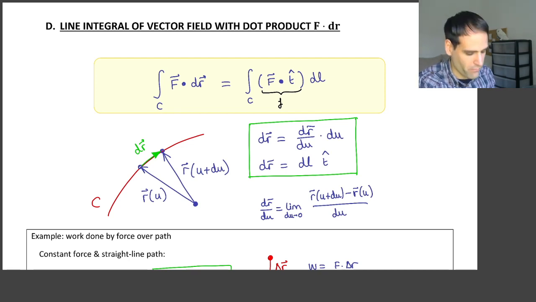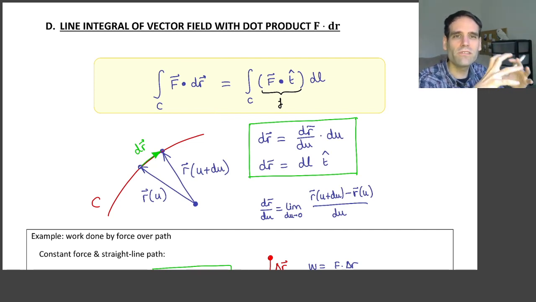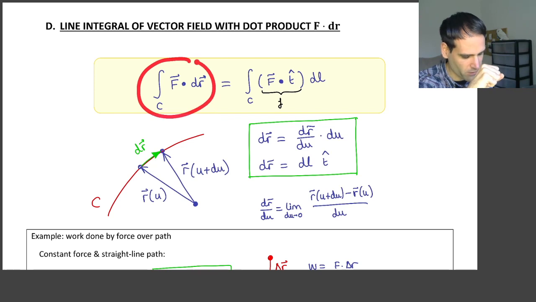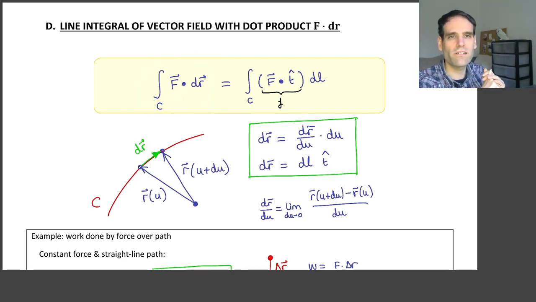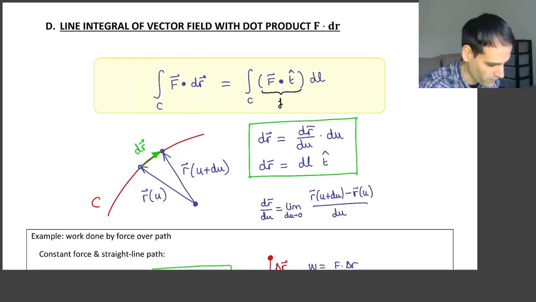So in this video, my aim is to give you a visual interpretation of what this new type of integral is calculating. Can we predict what the result of this integral is going to be by knowing what the curve is and what the force, or the field F, is? Can we predict the result in some way?